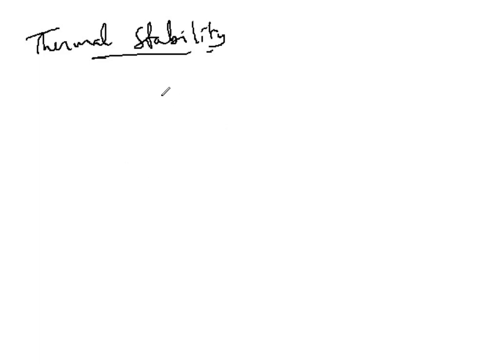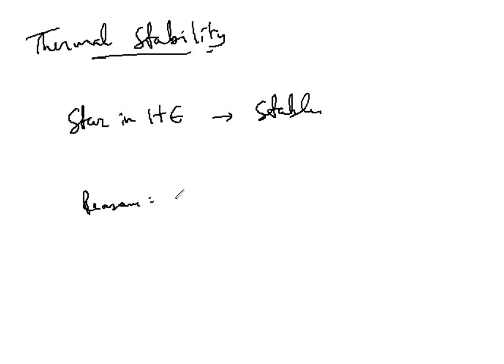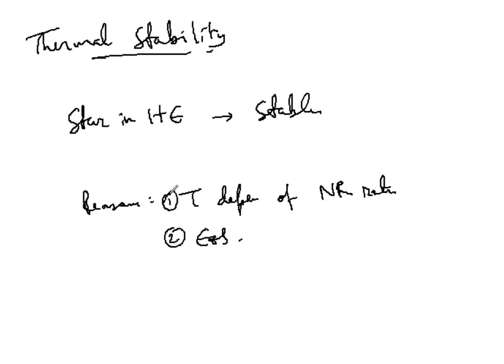So let me again write this down. Star in HE is stable, and I am saying that the reasons are, number one, T dependence of nuclear reaction rate, and number two, the equation of state of ideal gas. So let us clarify this first. Now suppose our equation of state is of this form, P gas is proportional to rho to the power A and T to the power B.